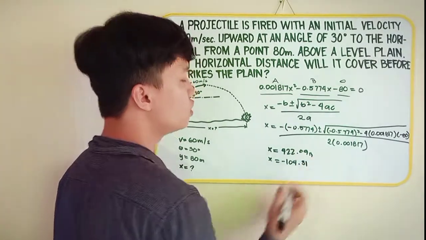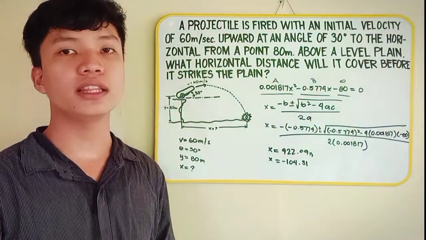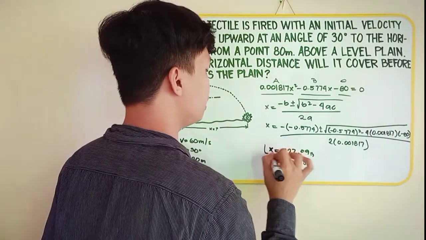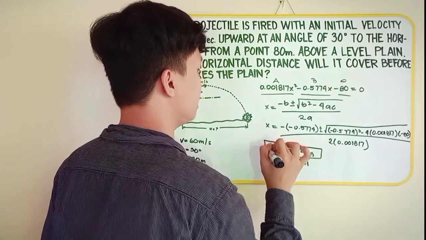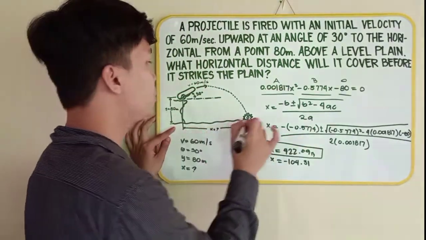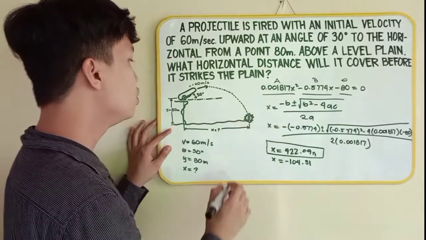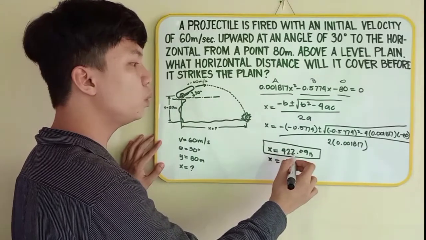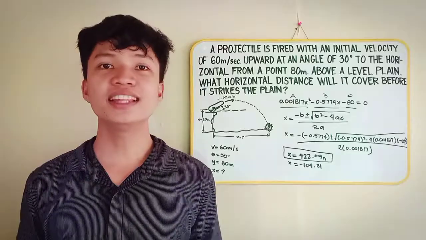Since there is no negative value for distance, we will consider this as the distance from the initial point of the flight up to the final point of the flight. So our x here is equal to 422.909 meters.